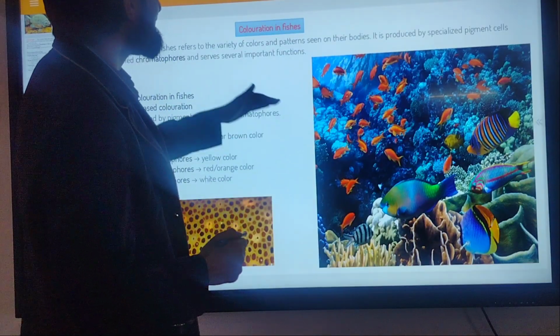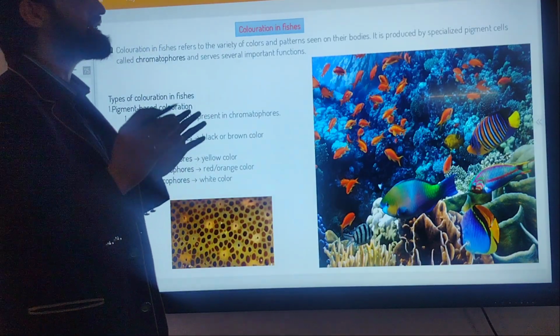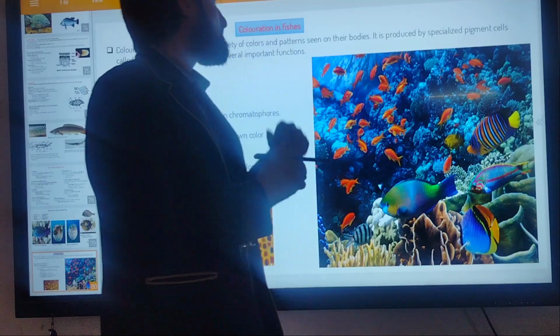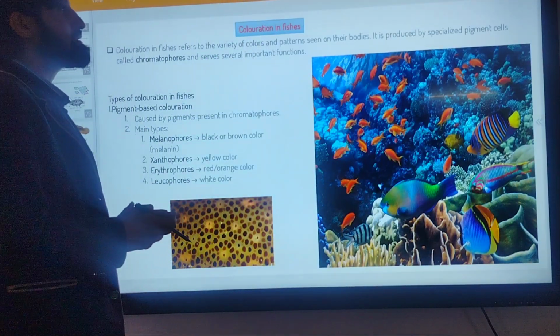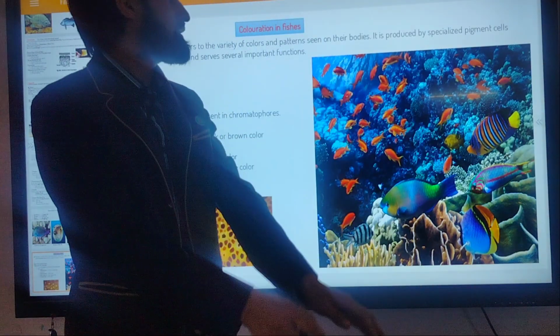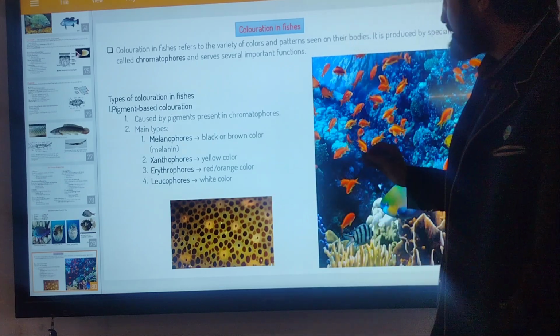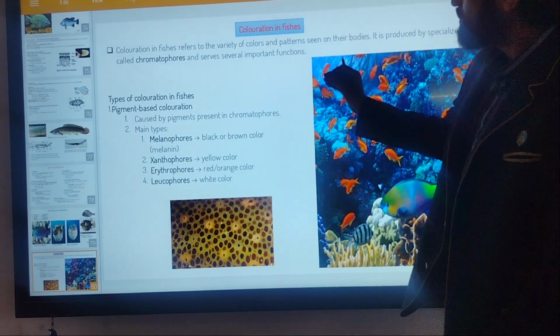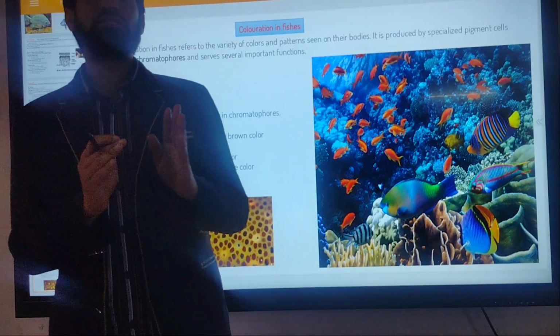So you can see here coloration in fishes. Coloration in fishes refers to the variety of colors and patterns seen in their bodies. It is produced by separate pigment cells called chromatophores, and they serve important functions. So if we talk about coloration in fishes, then the skin, we have already studied, the skin of the fish.